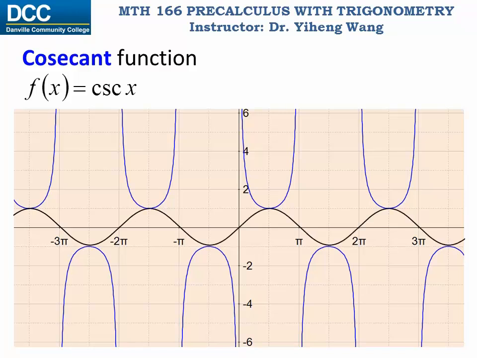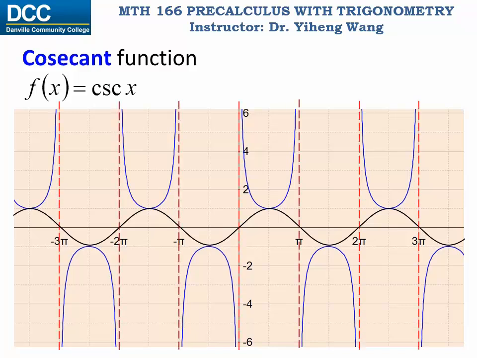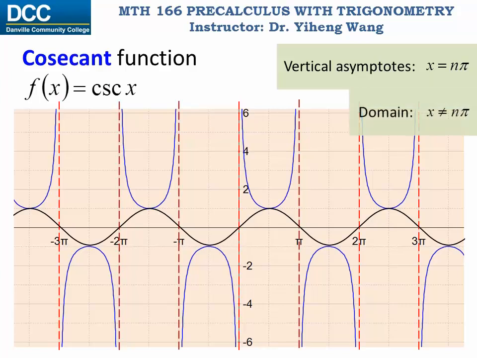And once again, since cosecant x equals 1 over sine x, whenever sine x equals 0, cosecant x is undefined, and that corresponds to the vertical asymptotes for the cosecant function. x equals n pi, these are the vertical asymptotes, and they need to be excluded from the domain for the cosecant function. And from the graph, you can see that the range for the cosecant function includes from negative infinity to negative 1, and then from 1 to positive infinity, the same range as the secant function.